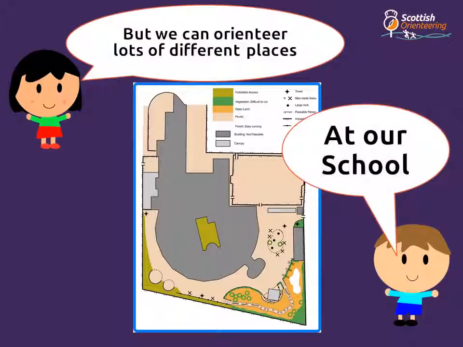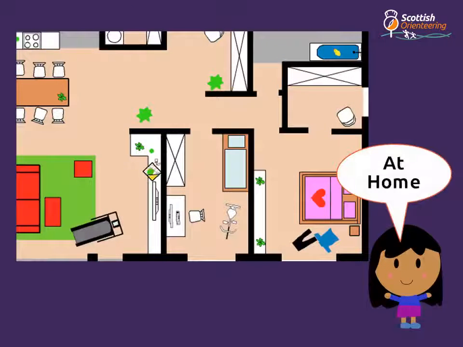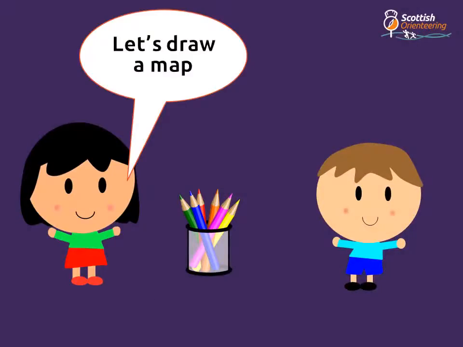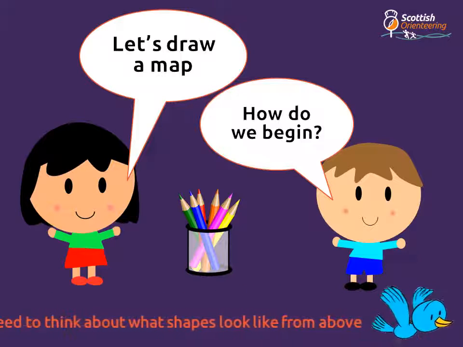We can orienteer at our school with a map of our school, at our home with a map of our house, in our garden with a map of our garden. So let's look at drawing our own maps. To do this, we need to think about what different shapes look like from above.